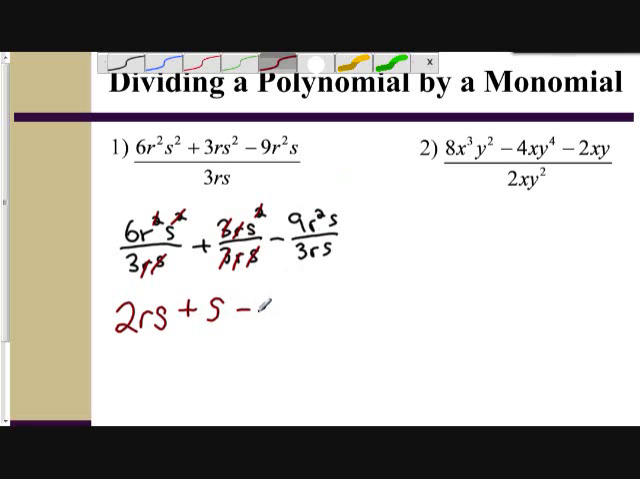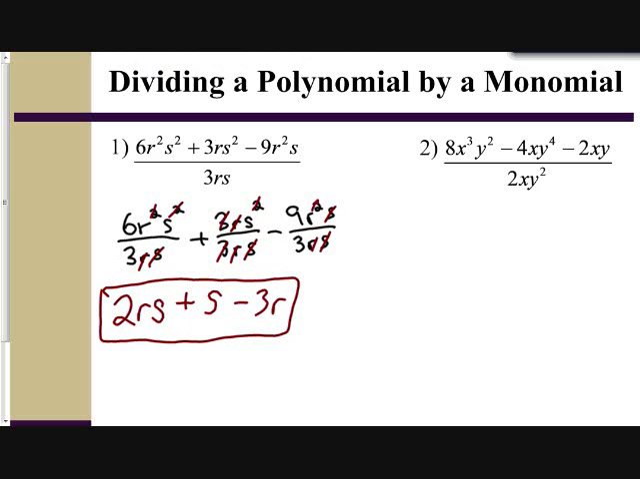Last fraction, 9 divided by 3 is 3. R squared divided by r, one of the r's cancels, so we're left with r. And then s divided by s is 1. So then our final answer is 2rs plus s minus 3r.